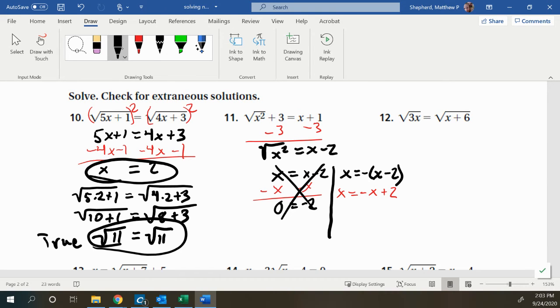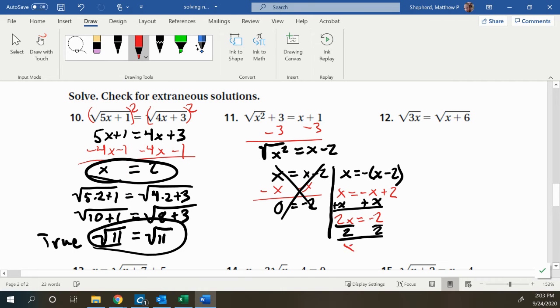Over here, x is equal to a negative x plus a 2. And in order to get the x on only one side, let's add the x to both sides. Then we'll get 2x is equal to a negative 2. Divide both sides by 2. And x is equal to a negative 1.